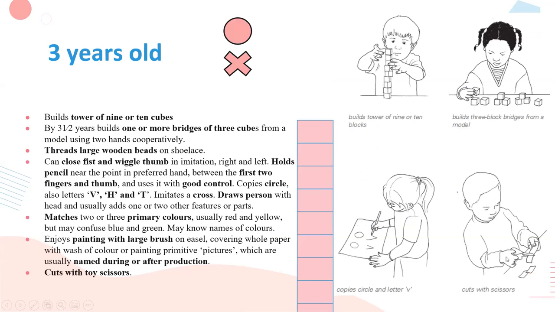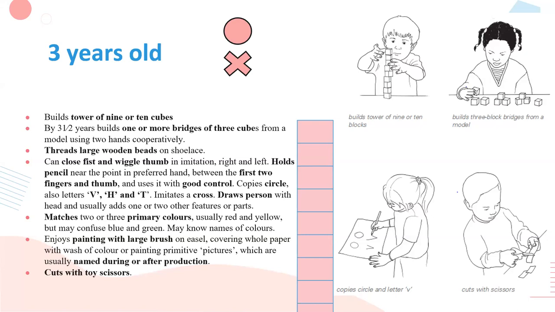Next. So at 3 years old, they will start to be able to build tower of 9 or 10 cubes, one or more bridges of 3 cubes. They can even thread large wooden beads, and also will be able to close fist and wiggle the thumb. And at this point, they will hold the pencil between the first two fingers and thumb using a very good control. And they can even copy circles, V, H, and T letters. And also they may be able to draw person with head, but not the other features.